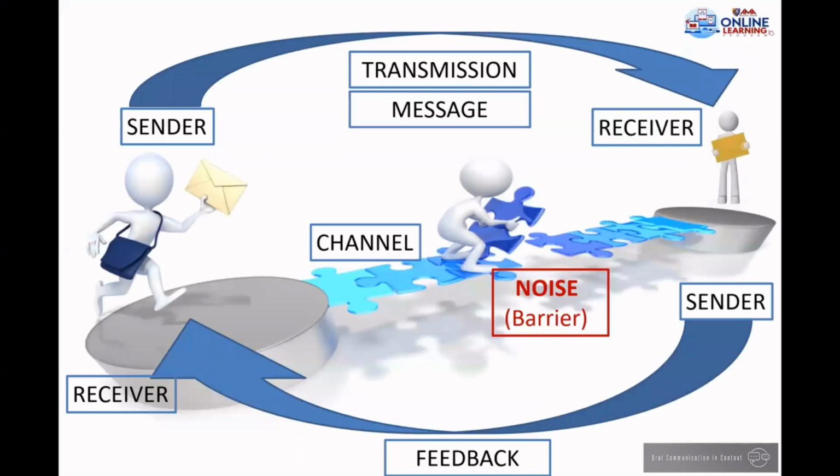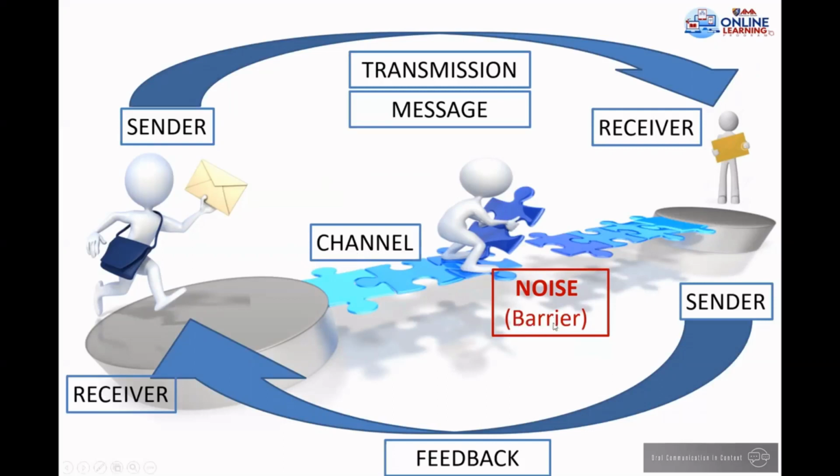Before I discuss the models, let's have a review on the elements involved in the communication process. So basically, the sender is the source or origin of the message. He or she encodes and transmits the message to the receiver. And the receiver is the destination of the message. He or she decodes the message received through interpretation. The channel is the medium where the message is sent through.